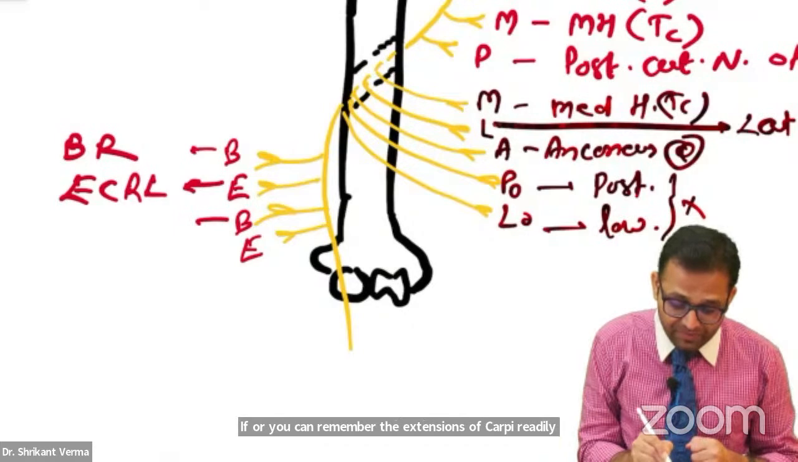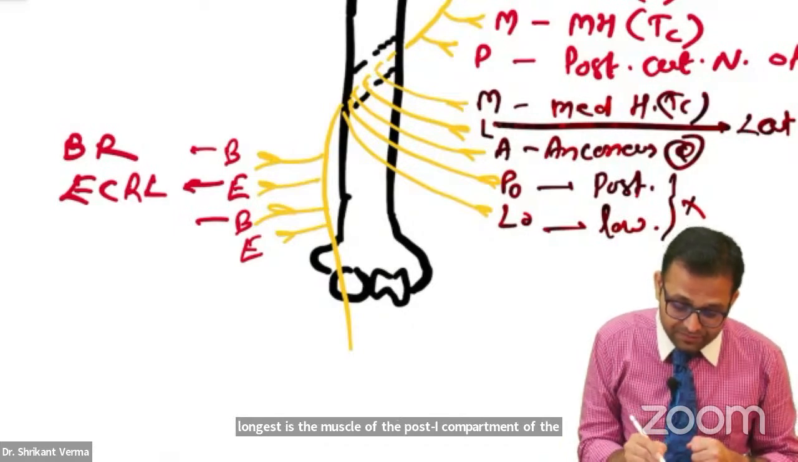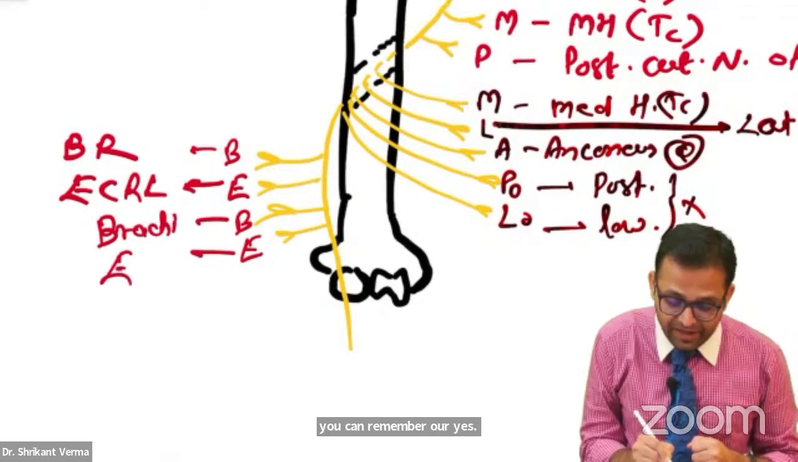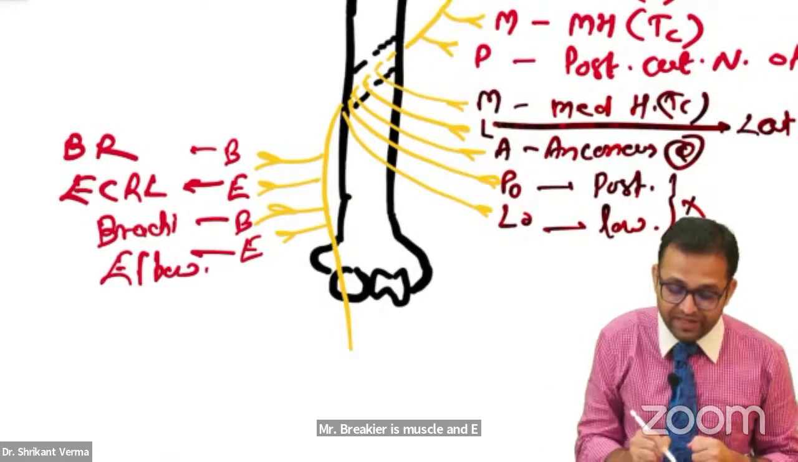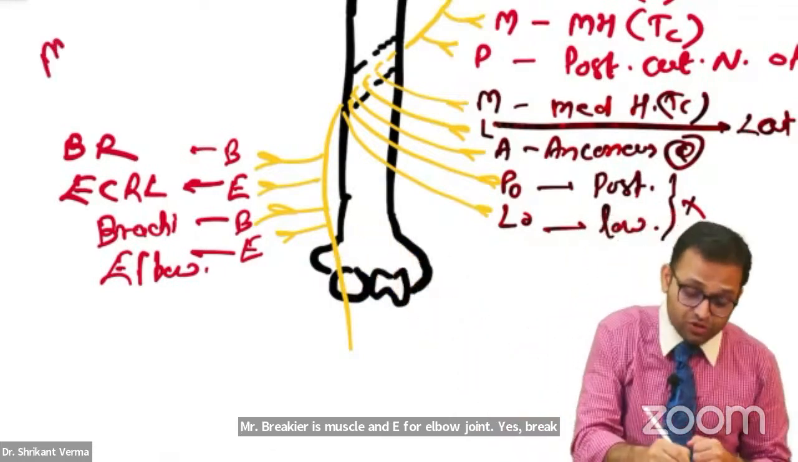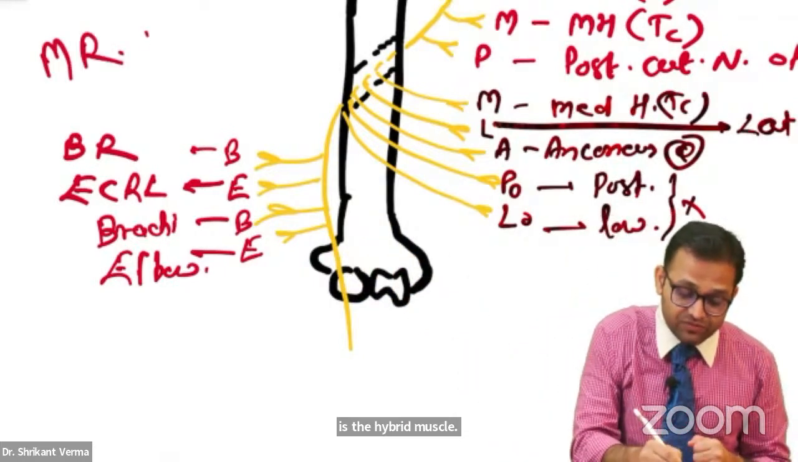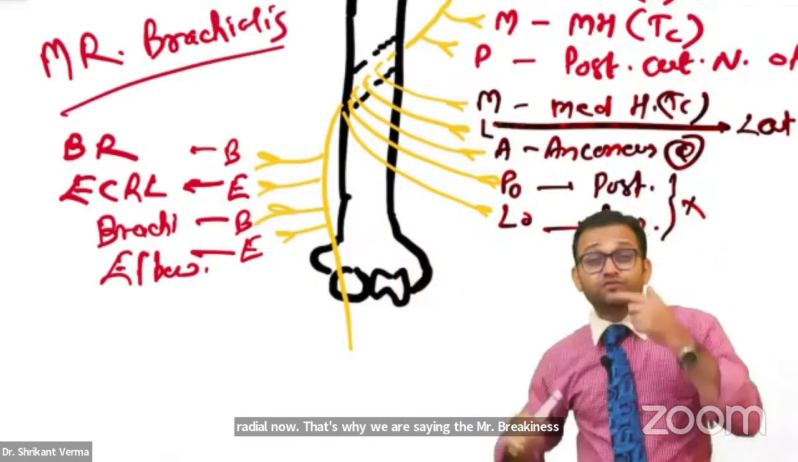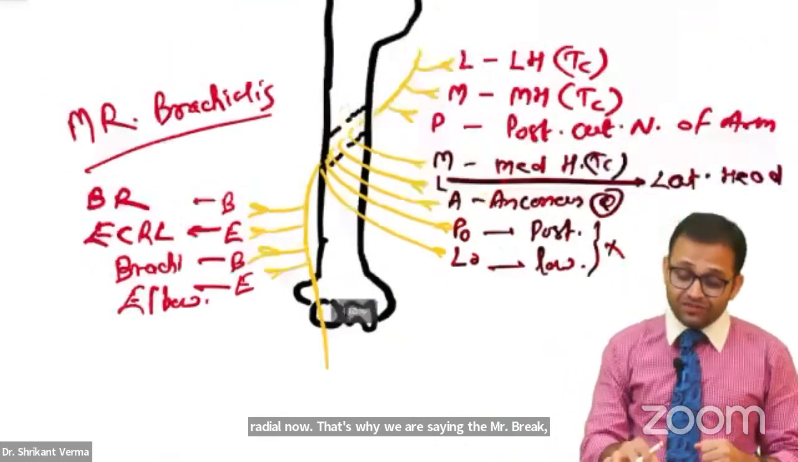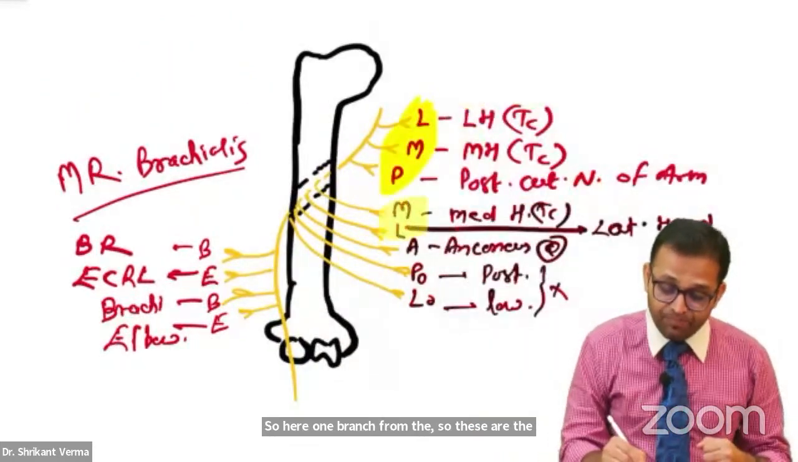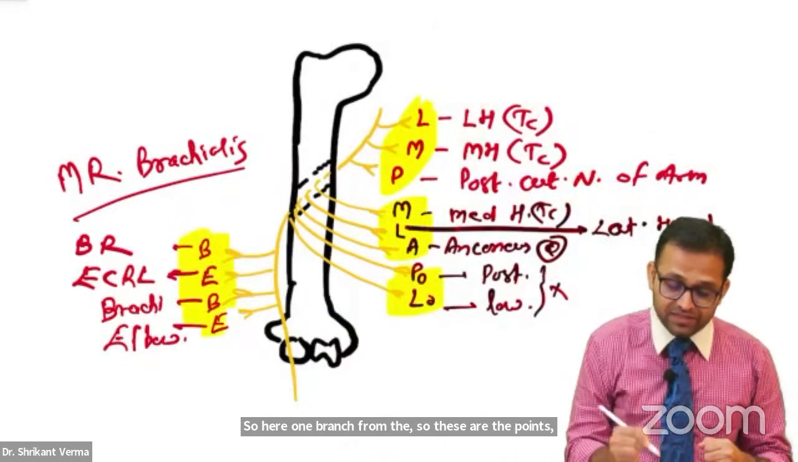And B for brachialis muscle, and E for elbow joint. Yes, brachialis is the hybrid muscle. It is supplied by the musculocutaneous as well as radial nerve. That's why we are saying the Mr. brachialis. So here one branch from our radial nerve. So these are the points how you can remember the different branches. Your mnemonic is LMP, MLA polo, and here is the baby.